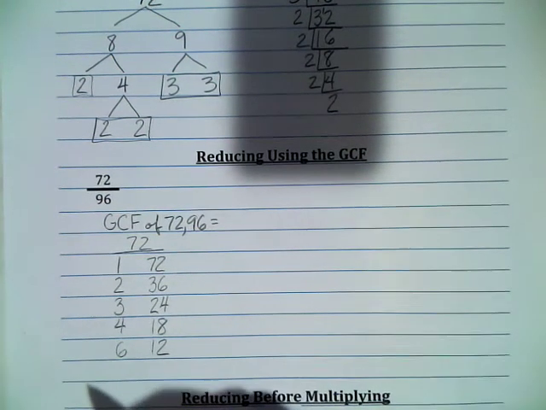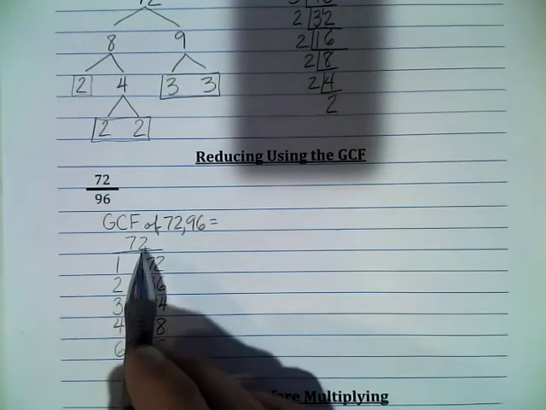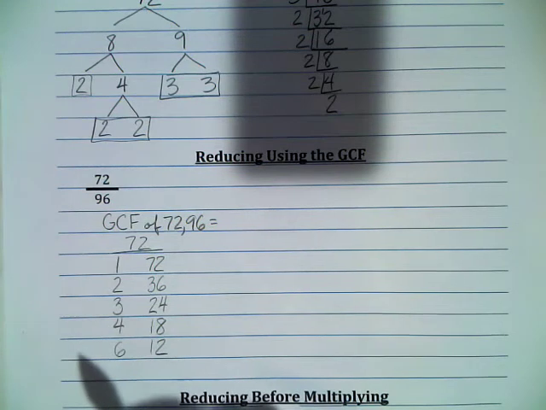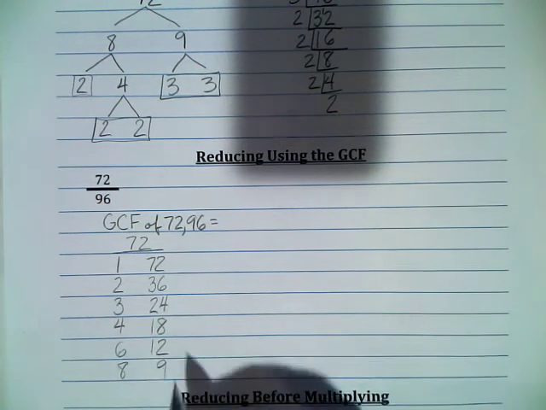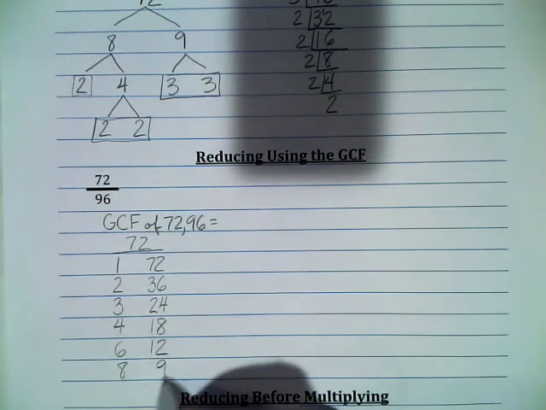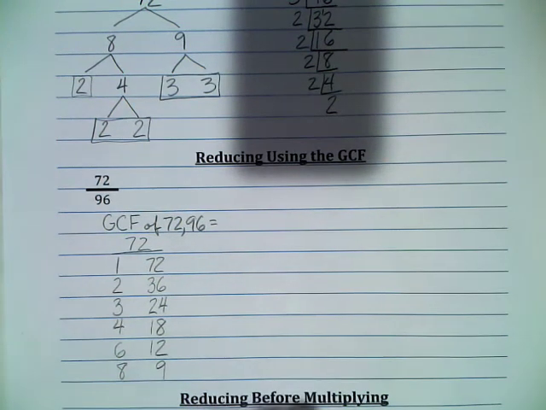Does 7 go into 72? No, because we know 7 times 10 is 70. That's just too close. We're not going to get another group of 7 in there. So 8, yes, we know 8 times 9 is 72. And then, 9 is already there. So 72 actually has a lot of factors. 72 actually has 12 factors?